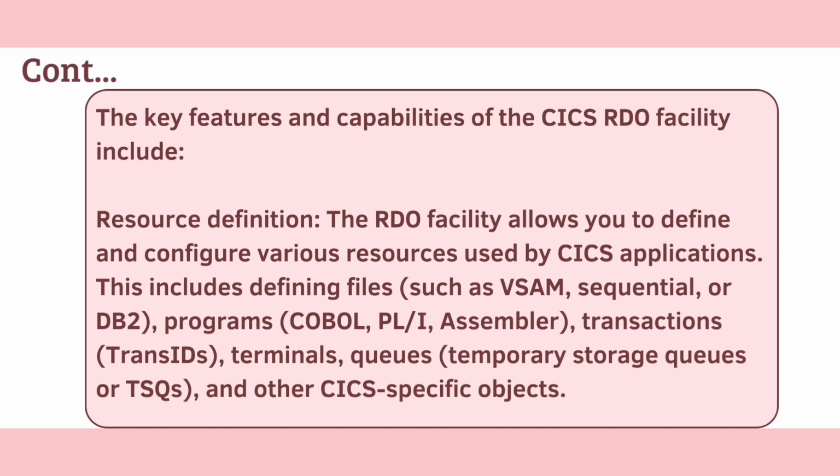Resource definition. The RDO facility allows you to define and configure various resources used by CICS applications. This includes defining files such as VSAM, sequential, or DB2, programs such as COBOL, PL/I, or assembler, transactions, that is trans IDs, terminals, queues, that is temporary storage queues or TSQs, and other CICS specific objects.